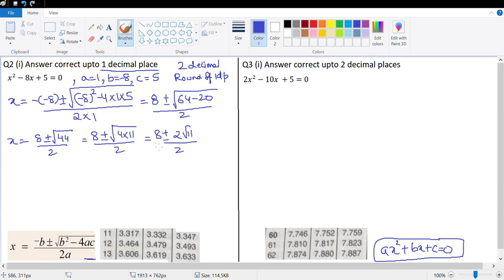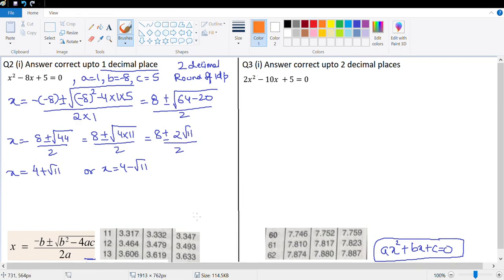Yes, that's correct. 2 root 11 upon 2, which means x is equal to 4 plus root 11 or x is equal to 4 minus root 11. I have divided both these elements by 2. So 8 divided by 2 is 4 and 2 root 11 divided by 2 gives us only root 11. So now let's figure out the value of root 11.